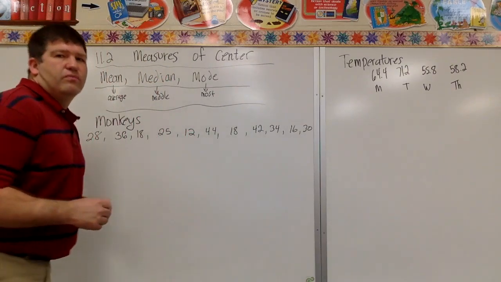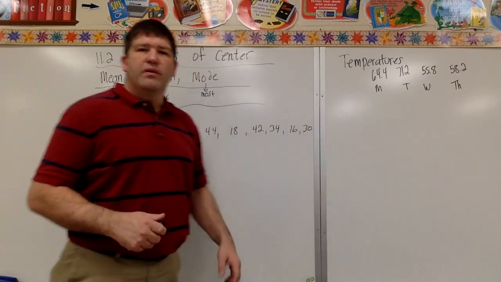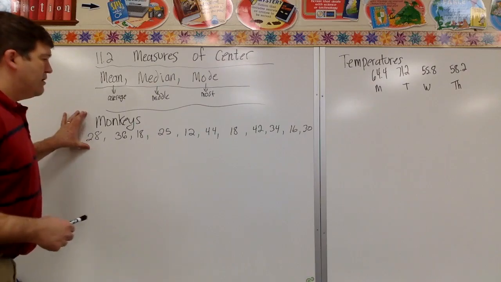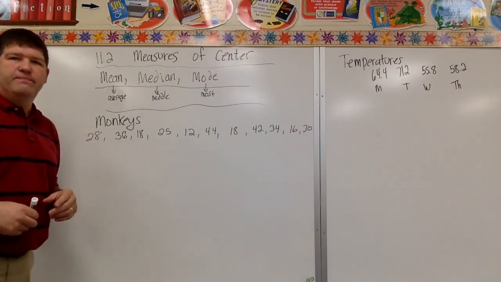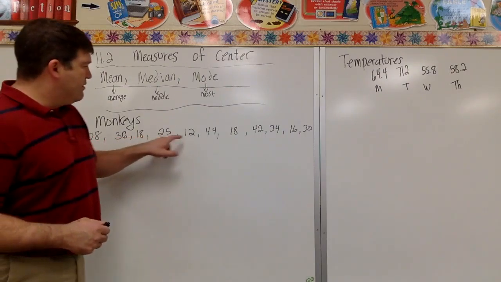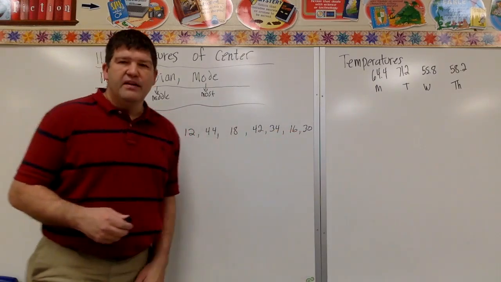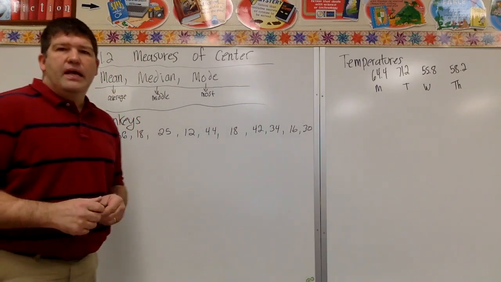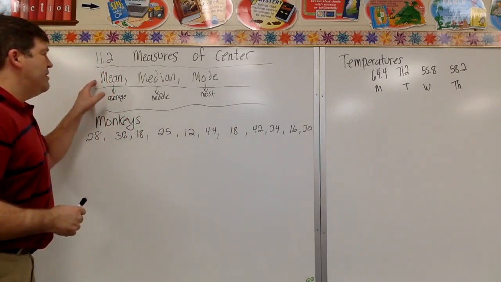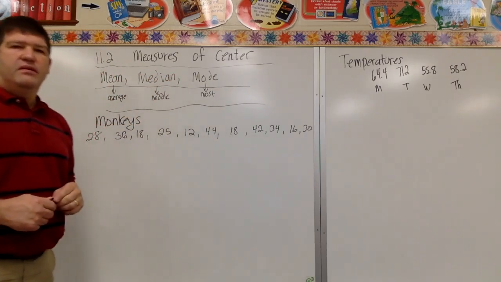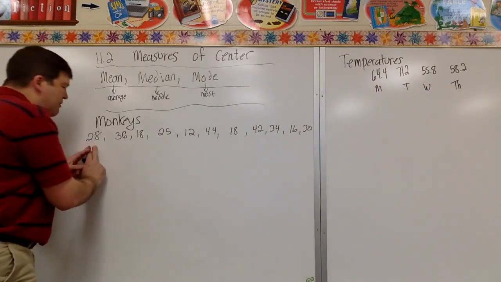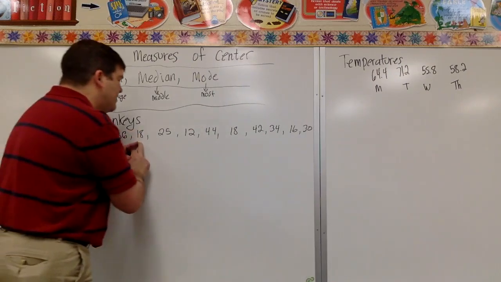Okay? So we're going to go over a couple of these problems where we're going to find all three measures of center. Okay? So right here I have monkeys. Say I'm looking into zoos and I have 1, 2, 3, 4, 5, 6, 7, 8, 9, 10, 11. I have 11 zoos, and I'm going to find out what is the mean, median, and mode of the monkeys in these 11 zoos. So in zoo number 1, I have 28 monkeys, and then I have 36 in another one. I have 18 in another one.